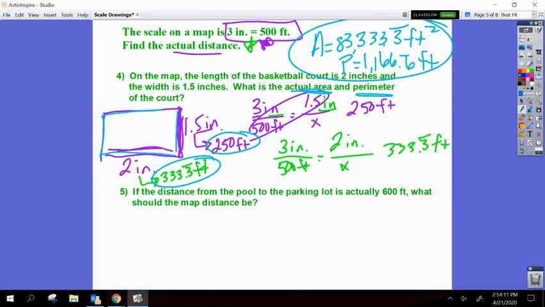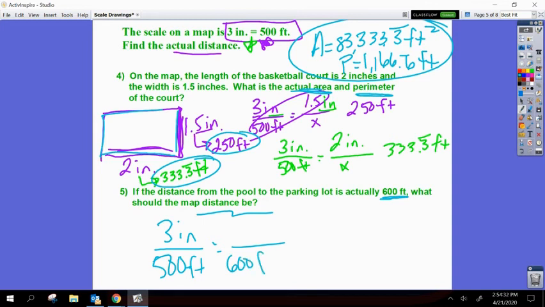The last question is if they gave you something different. In all the instances, we've done what was given on the picture, but we can determine using the same scale, what if this actually was 600 feet? What would it be on the map? Well, it's not that much more difficult. You just plug that in, matching up based on our labels, and then we still cross multiply and solve and get our actual answer.